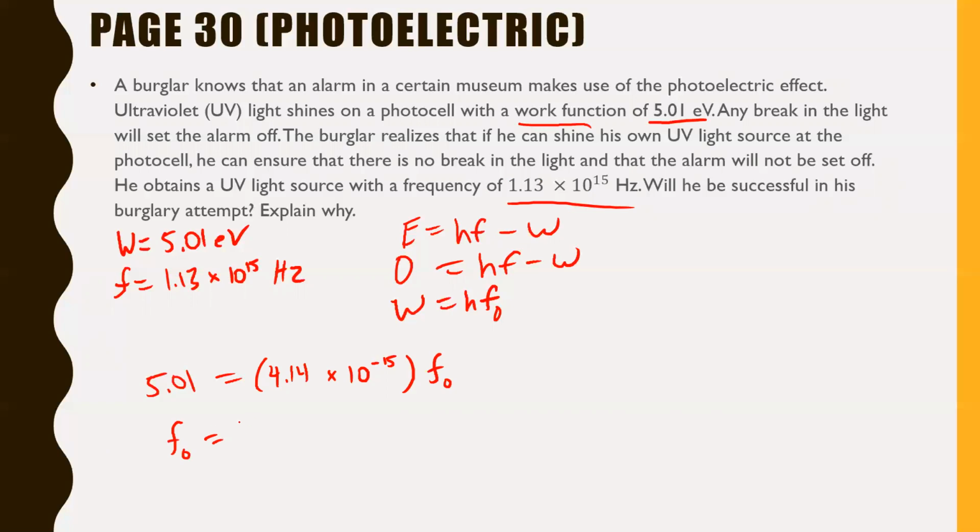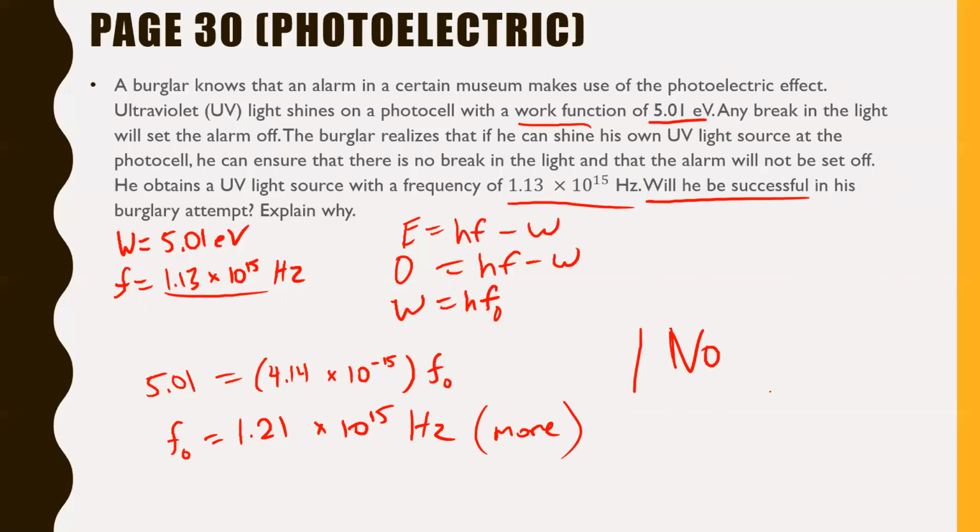Threshold frequency should be 1.21 times 10 to the 15 hertz. Okay, that's your threshold frequency. How does that compare to the frequency of this burglar's UV light source? Well, it's more, right? Since this is more than his UV light source that he had right here, that means he's not going to have a strong enough light source to overcome the museum's security system, right? So in other words, will he be successful? The answer to this one is no.